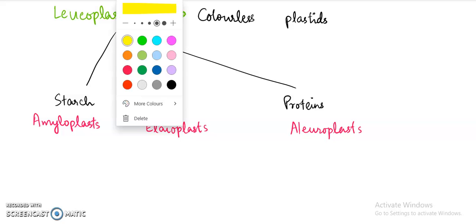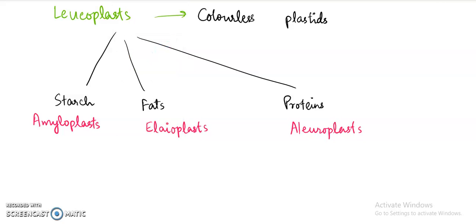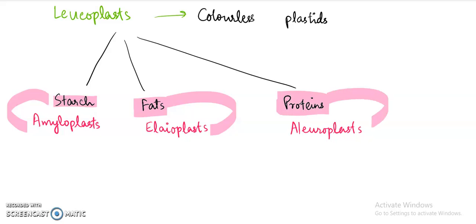So this is important: leucoplast is actually a colorless plastid. Depending upon what type of food it is storing, if it is storing starch, it will be named as amyloplast. If it is storing fat, it will be known as elaioplast. If it is storing proteins, it will be known as aleuroplast. Remember, a long note may come on what are plastids and what are the various types of it. So please do prepare this question in detail.